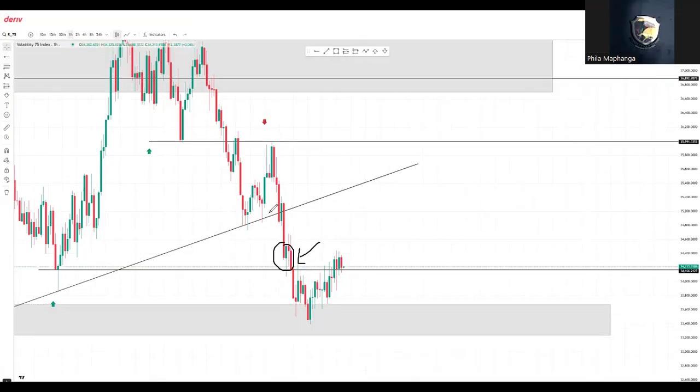I see a trend line that was broken. It was never tested. I see a PCP. It was never tested. Therefore, this zone has the higher chance that the market will go and reverse it.